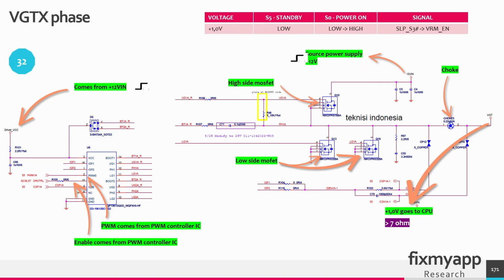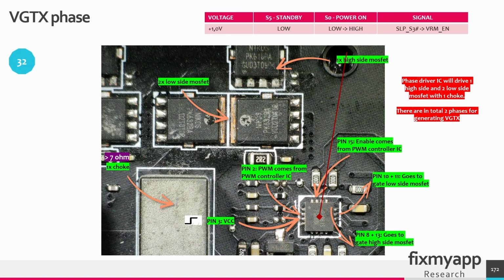In power sequence 32 we need to create a graphics core voltage of 1 volt. In the standby state this voltage is not present, and in the power state it has to go from 0 volts up to 1 volt. This is the PWM driver IC that will start switching the low side MOSFET and the high side MOSFET. The PWM signal comes from the multi-phase PWM controller. It will go to pin 2. Then we need power on pin 3. Pin 18 and 13 will go to the high side MOSFET, and pin 10 and 11 will go to the low side MOSFET. And the enable signal at pin 15 comes from the multi-phase PWM controller.